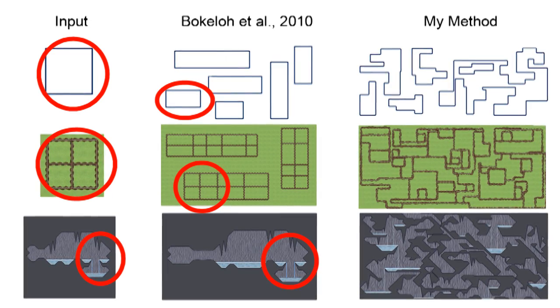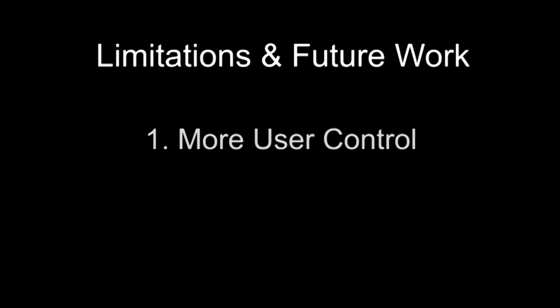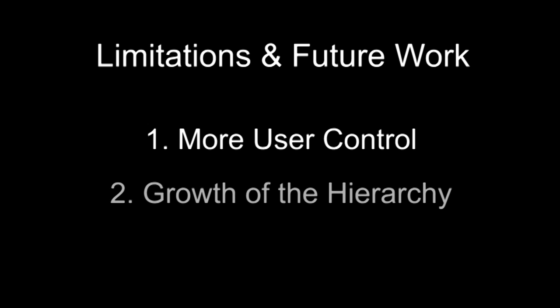My method has many limitations and many ways it can be improved. I'll just mention two of them. First, you don't have a lot of control over the results. The shapes it generates are pretty random, and this can be improved. Second, for some input shapes, the graph hierarchy grows so rapidly that it's very difficult to deal with. In this case, I can't guarantee that my grammars can produce every locally similar shape.